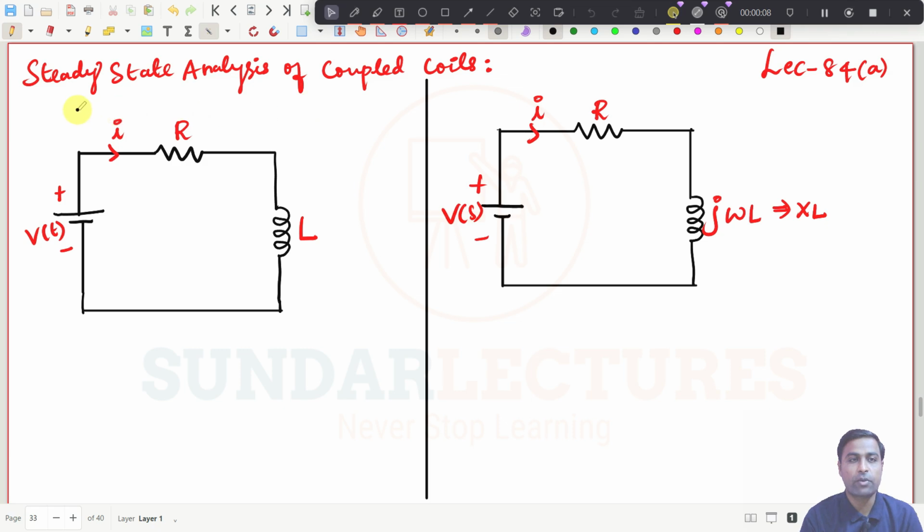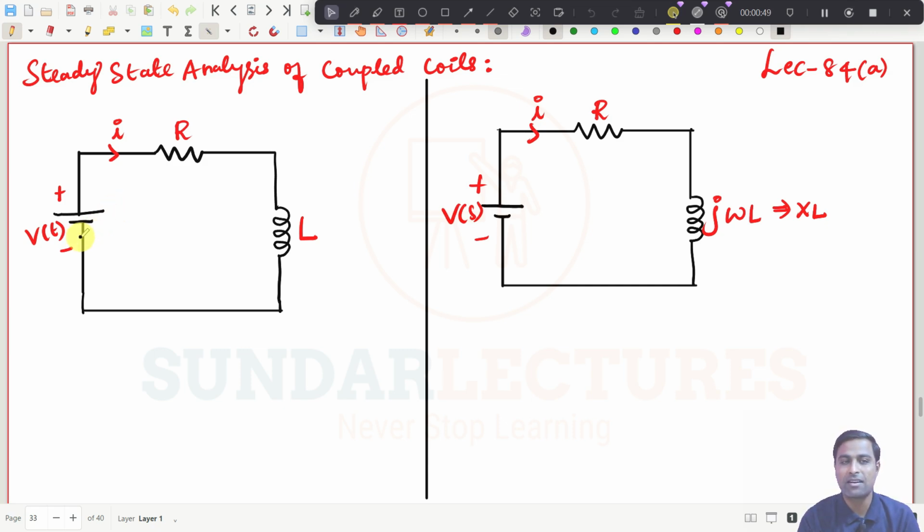In this lecture we are going to see steady state analysis of coupled coils. What is steady state analysis of coupled coils? If you have a circuit like RL or RC, anything it may be, you close this circuit and leave it for some time, because transient analysis is different from steady state analysis. If it were a transient analysis, we would have done it before, in my previous classes on transient responses of RL, RC and RLC circuits. Now we will see a steady state analysis of the coupled coils.